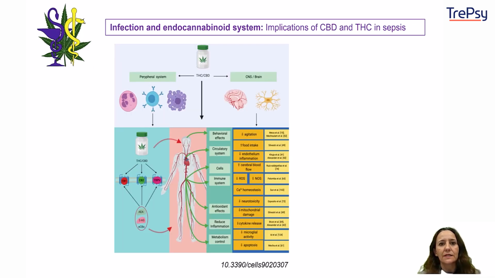So can we achieve this? Yes, we can with these ligands of the cannabinoid system, for example, CBD and THC. These are ligands for the CB1 and CB2 receptors, and the effect that we obtained after these ligands is the reduction of all the inflammatory responses, as we can see here in these publications.